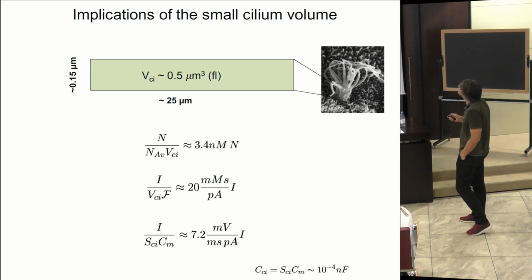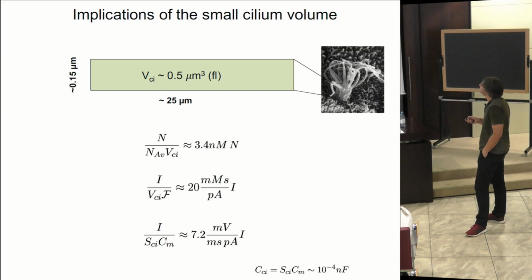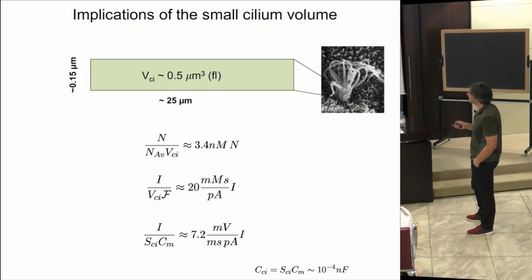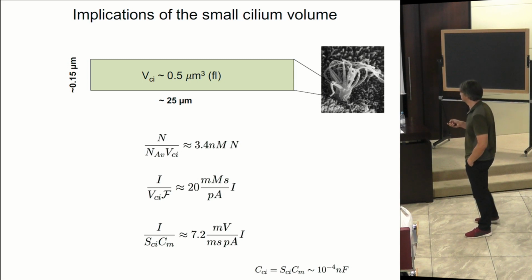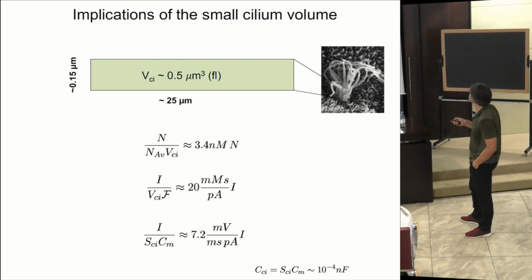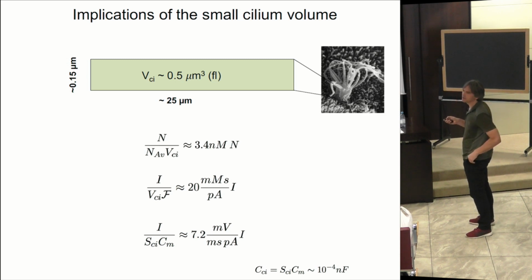Basically, the cilia have a volume around 0.5 femtoliter. They are 25 micrometers long and around 150 nanometers wide. If you look at this volume, one ion in such a volume already leads to a concentration of around 3.4 nanomolar. So if you have 1,000 ions, that's already micromolar concentration. Then if you look at the current, if you assume a current of 1 picoamp flowing in, that can change the concentration by 20 millimolar per second. So you can see that even a small current matters; the currents here can typically be hundreds of picoamps.